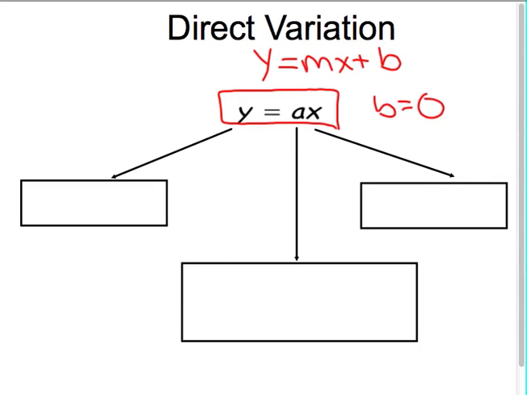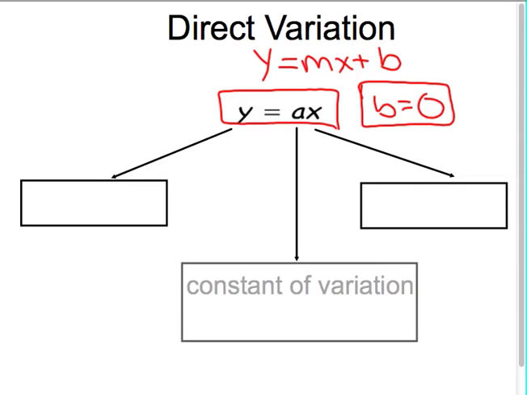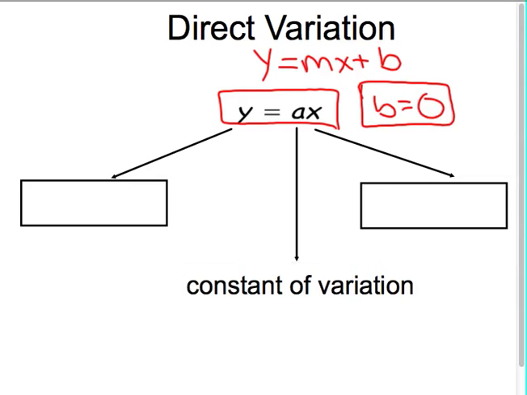Very good. So in this case, this is a special case of slope-intercept form. This is a specific case wherever b equals 0. And what's a? Since it's in the same position as the m, which is located next to x, I'm going to say it's slope. Yes, it is the slope. It's specifically in this case called the constant of variation, or the constant of proportionality.